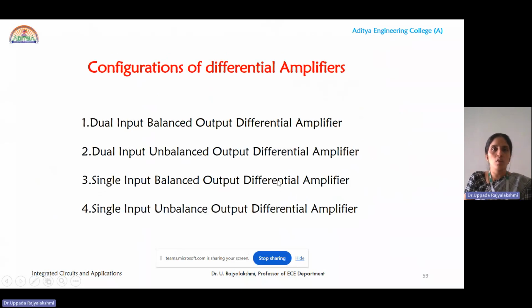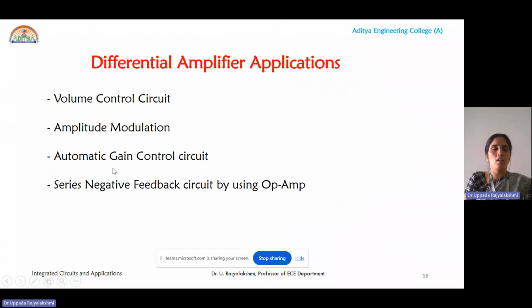In almost all the ICs for op-amp construction, that is IC 741 construction, this differential amplifier is used, because the differential amplifier is a basic element for construction of op-amp. The op-amp is suitable for a variety of applications like addition, subtraction, multiplication, integration and differentiation. For all those applications, this differential amplifier is in turn used.